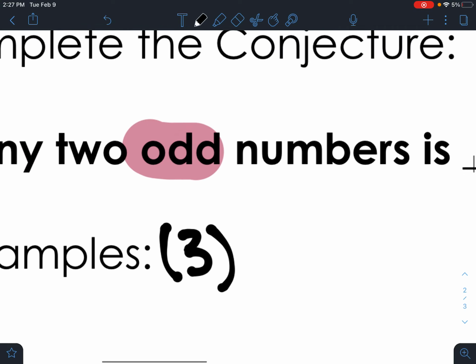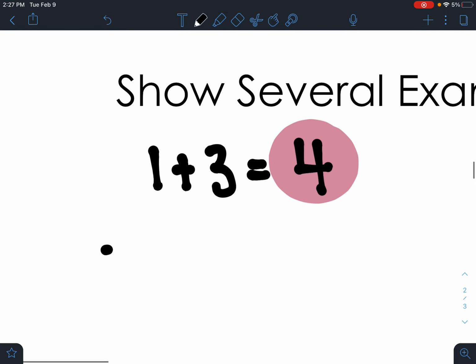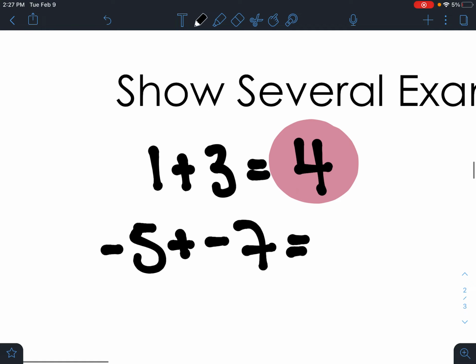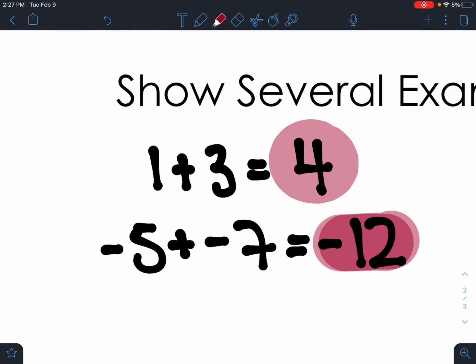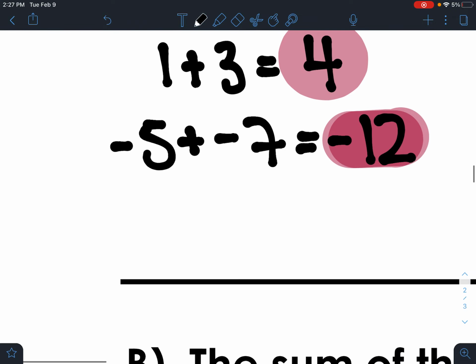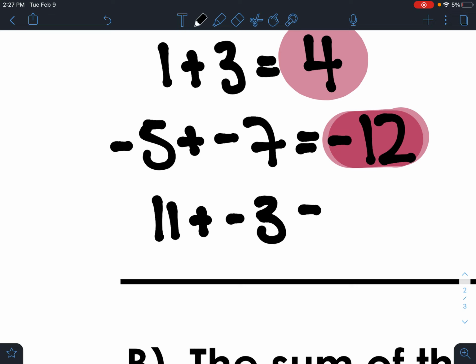It doesn't say that these odd numbers have to be positive or negative. So this time I'm going to add -5 plus -7, and I would get -12. Again, looking for descriptors of that number, I notice this time that it's even, but it's negative. Let's do one more example: 11 plus -3, and I would get 8.